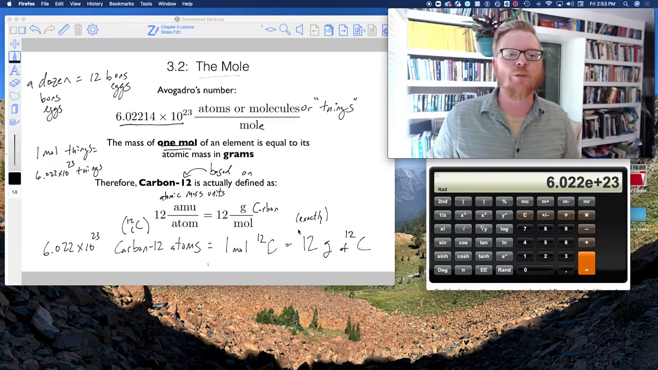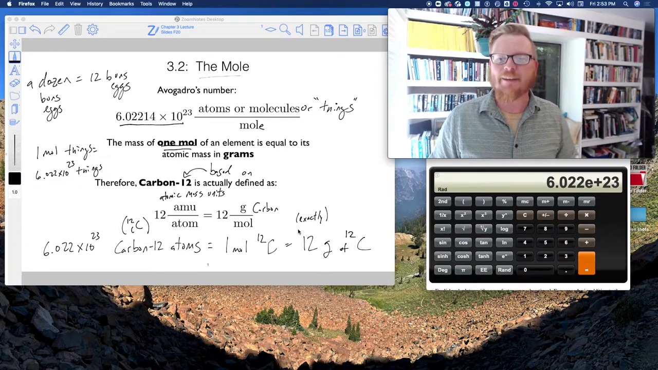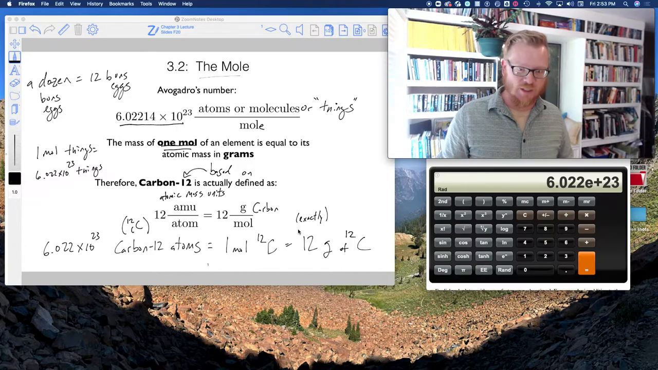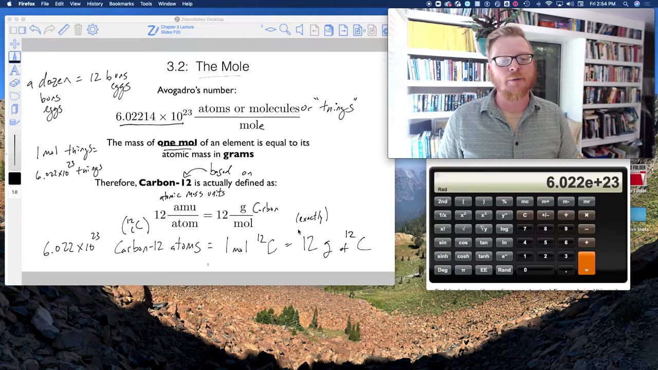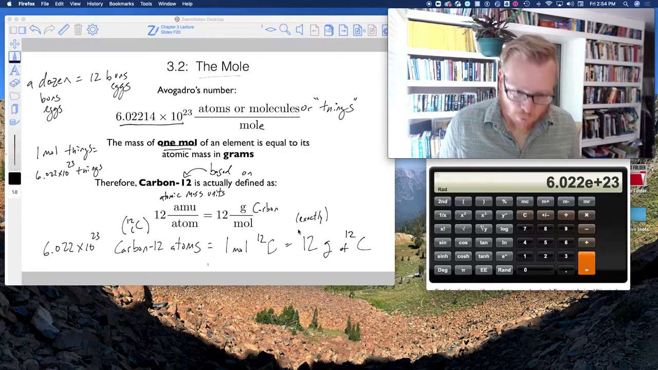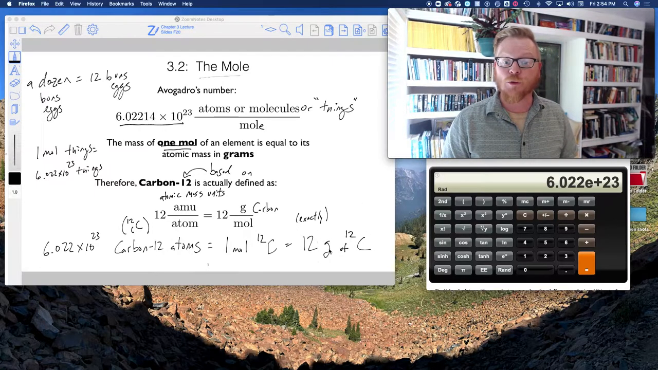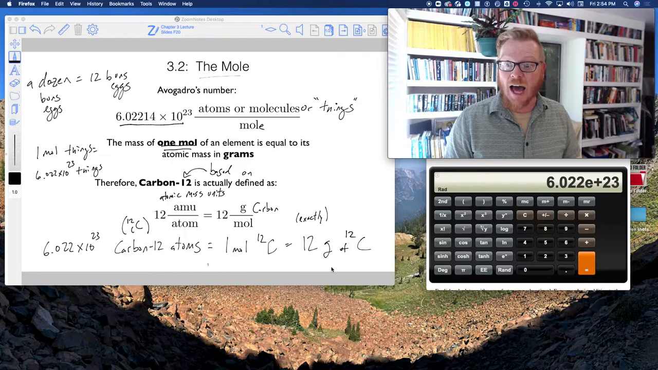even if it went back and forth to Jupiter 795 times, it doesn't matter. It's a stupidly humongous number. It's crazy big, okay? And that number is so big because atoms are so small, okay? 12 grams is not a lot of material.